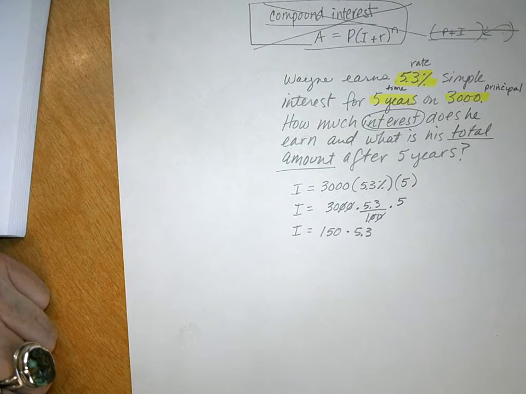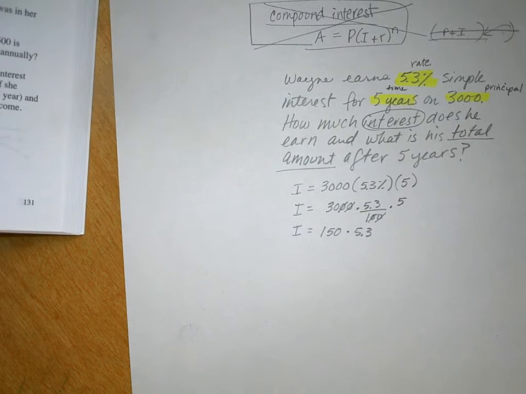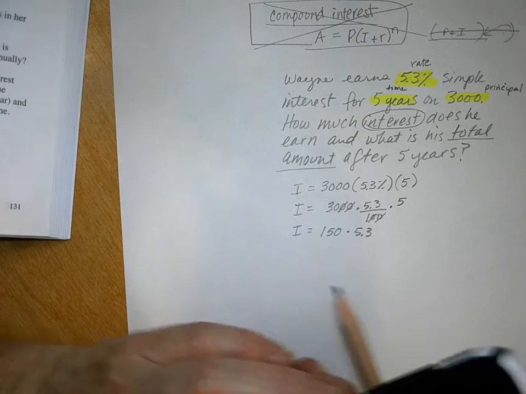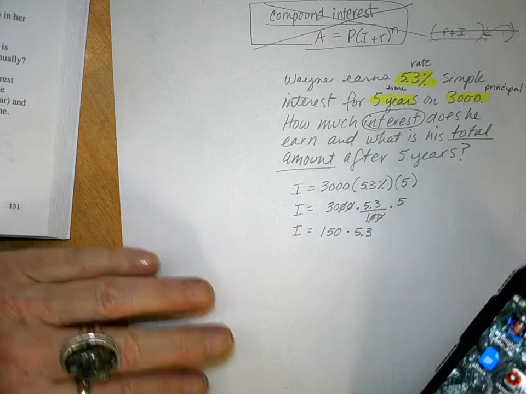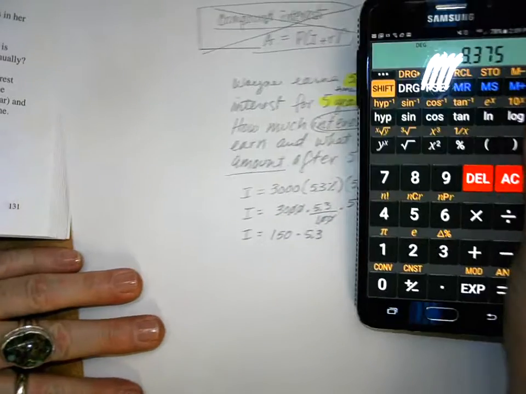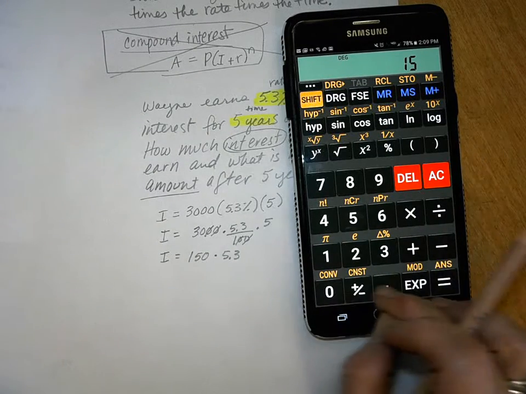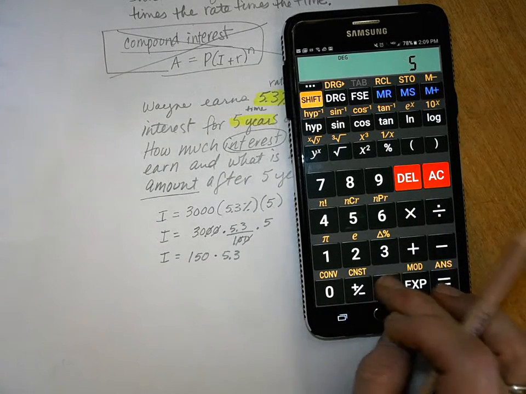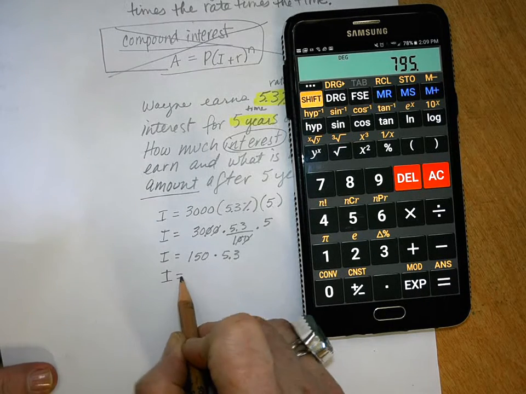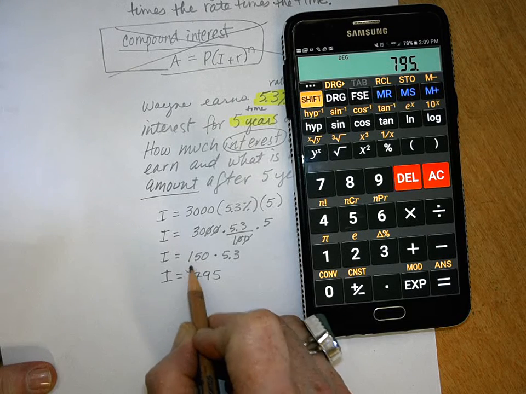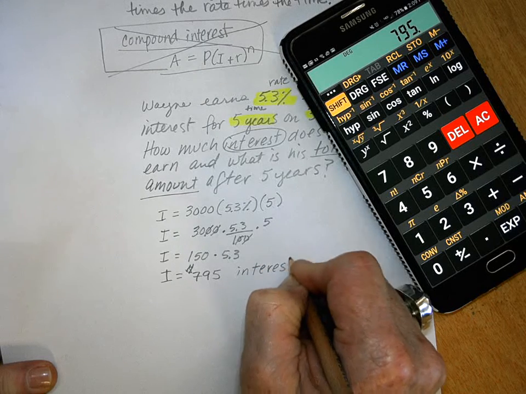Now I take out my calculator. So I'm going to multiply 150 times 5.3. Here. So I have 150 times 5.3 equals $795. So my interest is equal to $795. This is my interest. That was the first part of the question.